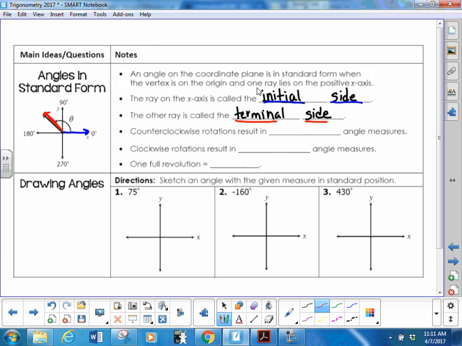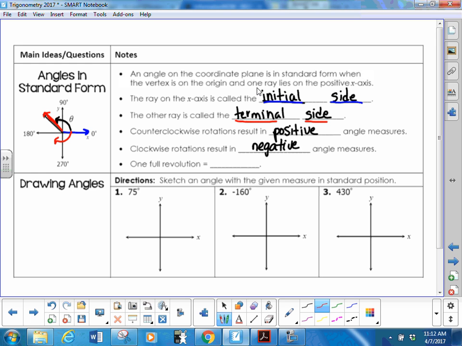Counterclockwise rotations result in positive angle measures. So what happens is you start on the positive x-axis, okay? And if you go counterclockwise, which is this way, you're getting positive. If you go clockwise, you get negative angle measures. And so if you start on the positive x-axis and you go clockwise, which will be this direction, you're going to get those negative angle measures.